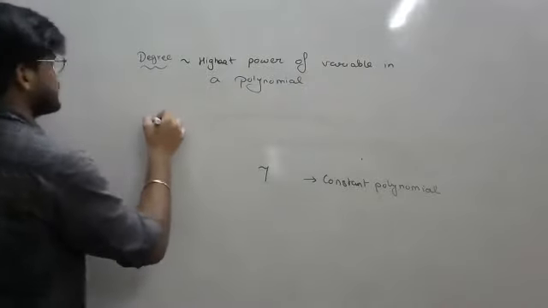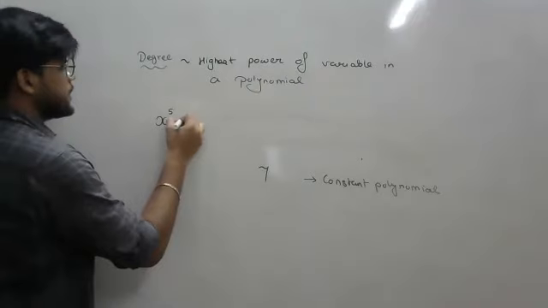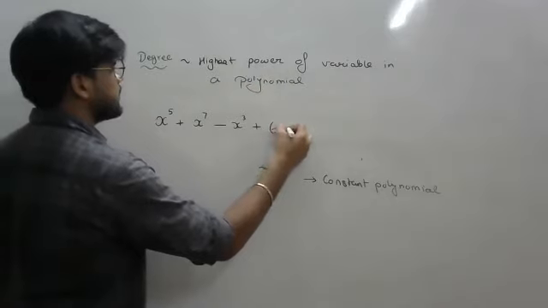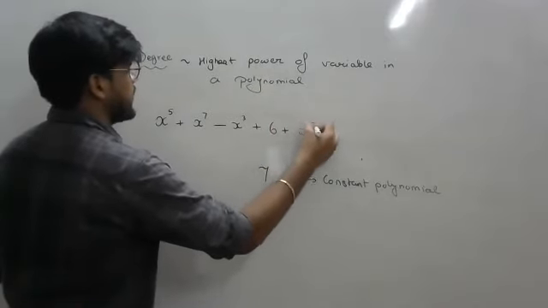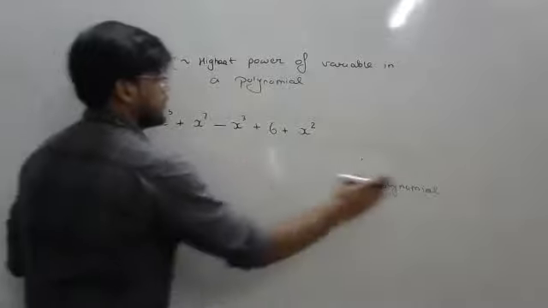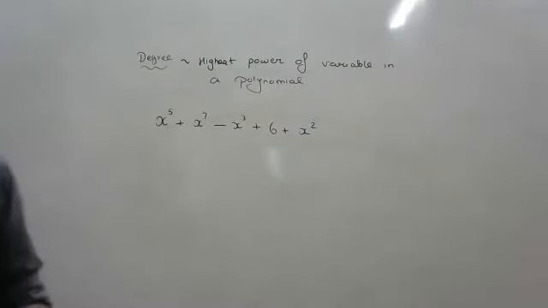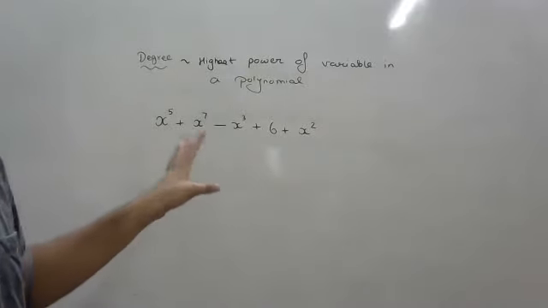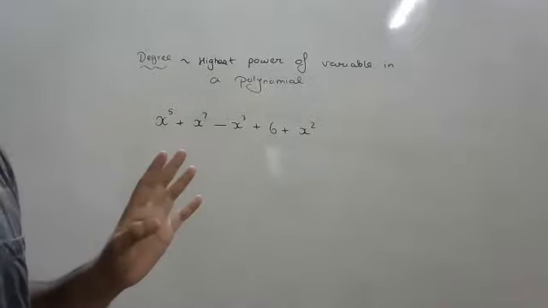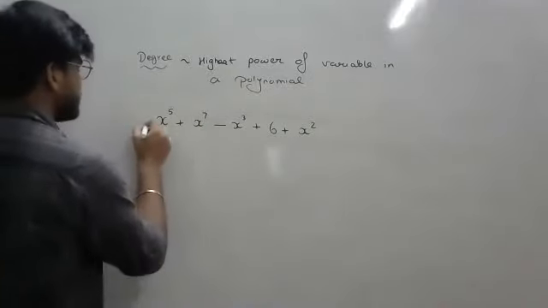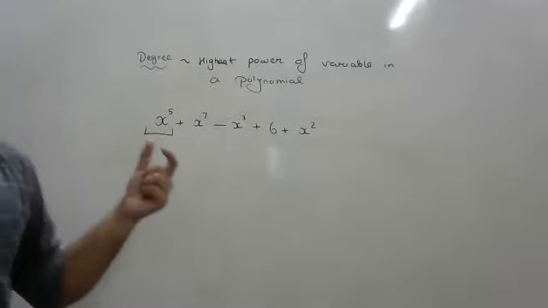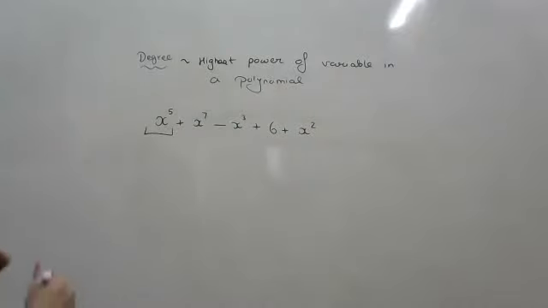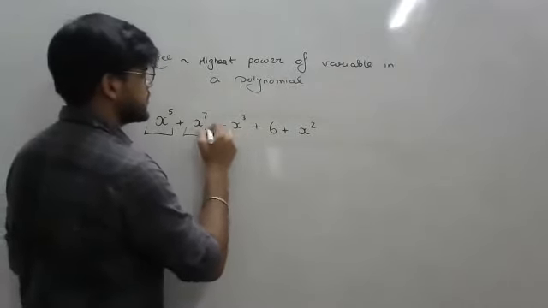Suppose I'm having x raised to 5 plus x raised to 7 minus x cubed plus 6 plus x square something. In this entire polynomial, first check if it is a polynomial or not. Yes, here all the variables are having power in whole numbers. We call them terms, the separate things written between plus or minus. This is a term, this is a term, this is a term.